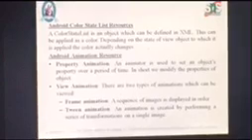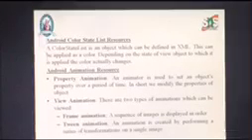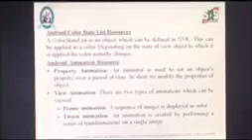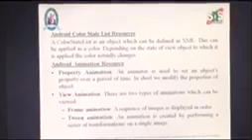If you want to modify the properties, we can modify with the help of property animation. So another important animation is view animation. In view animation, we have two important animations: one is frame animation and another one is tween animation. Frame animation means a sequence of images will be displayed in an ordered manner. So that is known as frame animation.